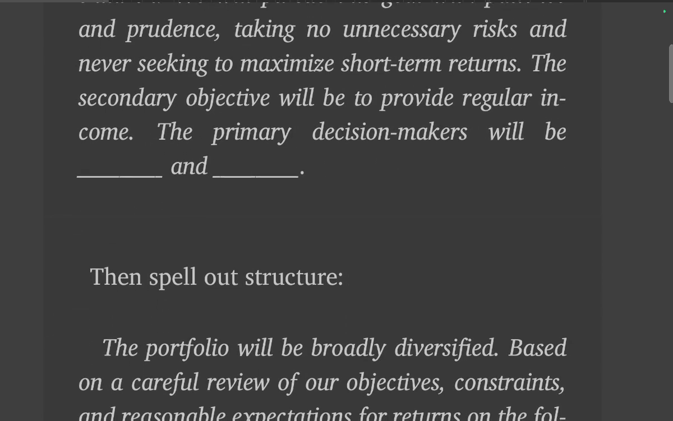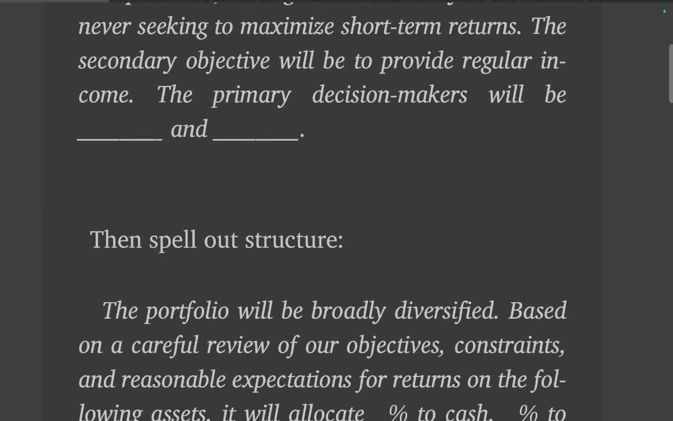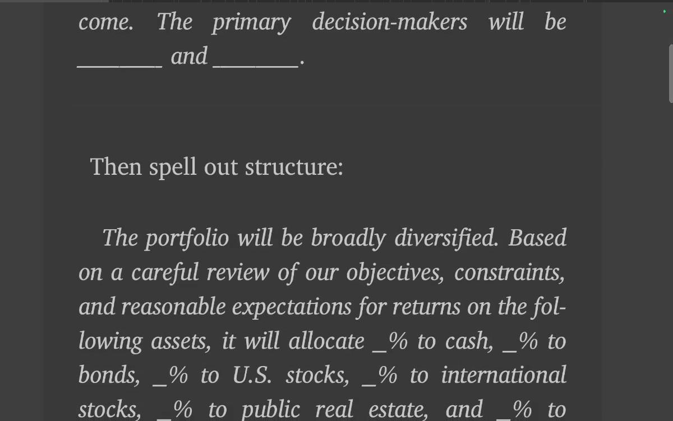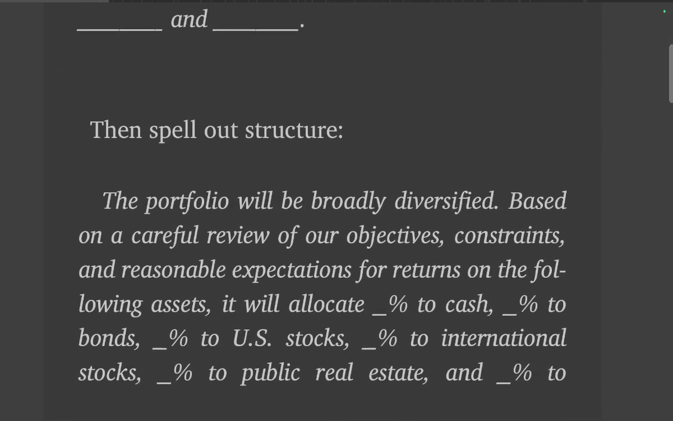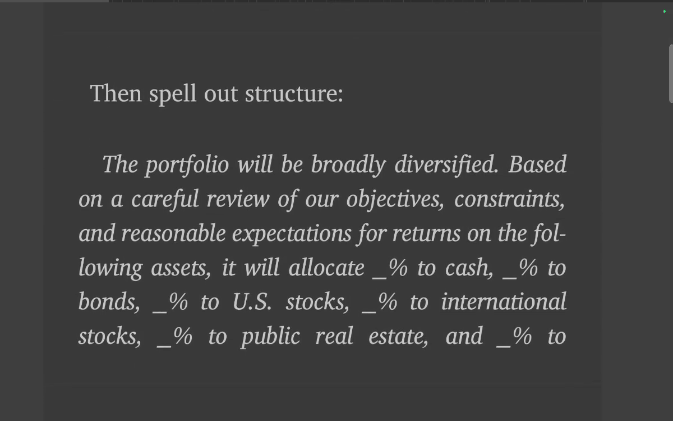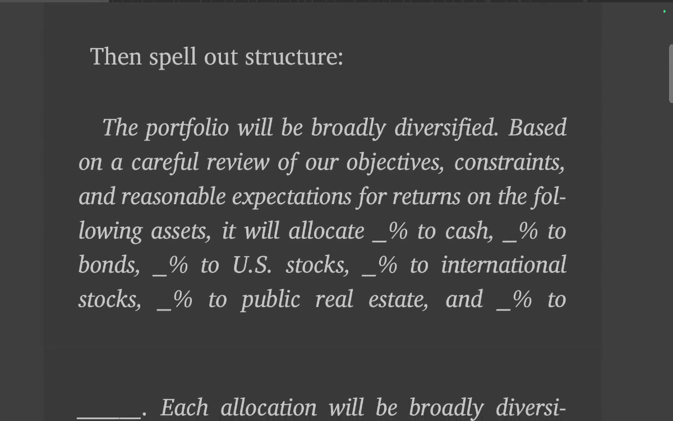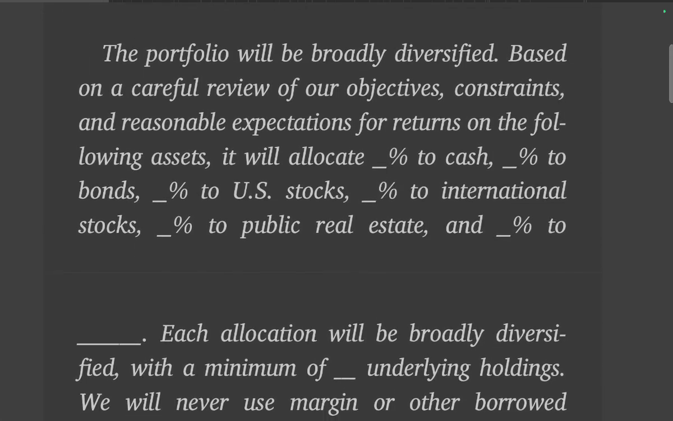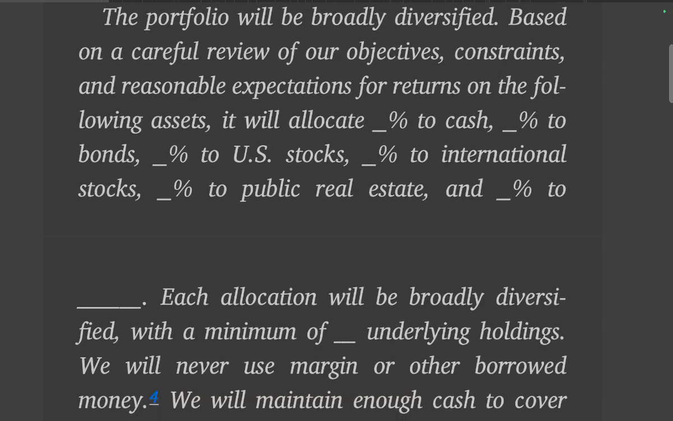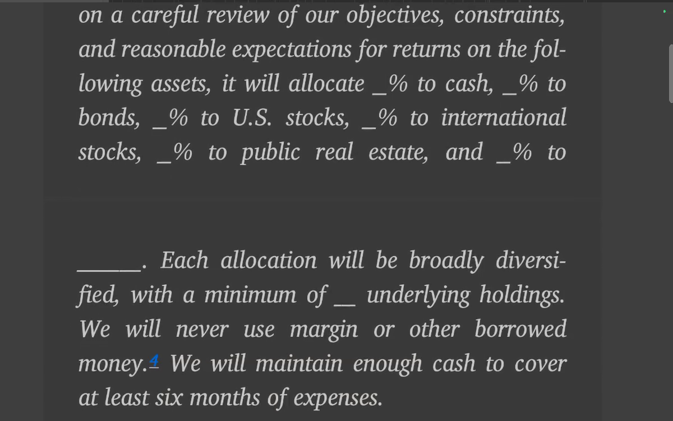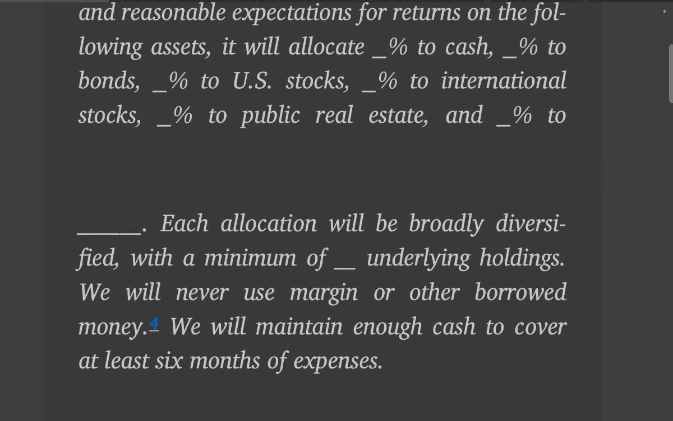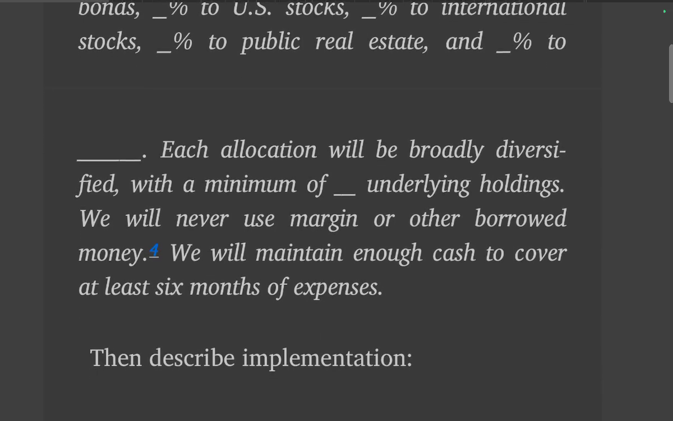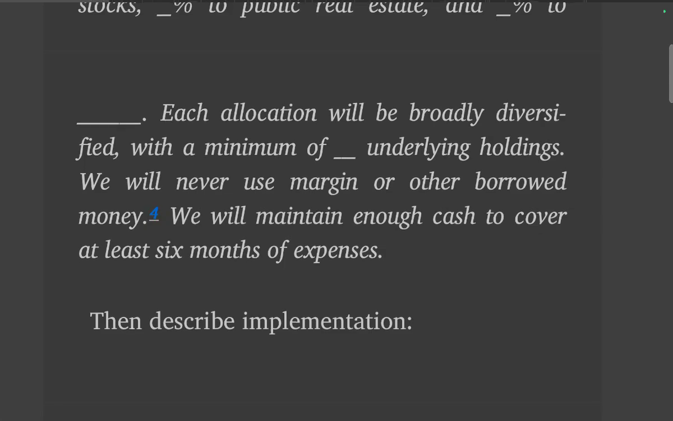Next, the structure. The portfolio will be broadly diversified based upon a careful review of your objectives and constraints and reasonable expectations of returns of the following assets. It will allocate dash percent to cash, dash percent to bonds, dash percent to U.S. stocks, dash percent to international stocks, dash percent to public real estate, and dash percent to others. The allocation will be broadly diversified with a minimum of dash underlying holdings. We will never use margin or other borrowed money. We will maintain enough cash to cover at least 6 months of expenses.